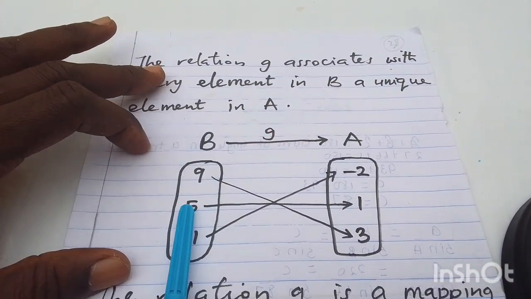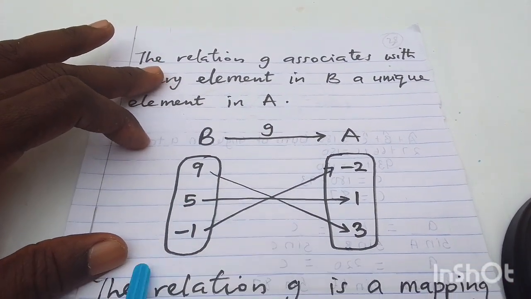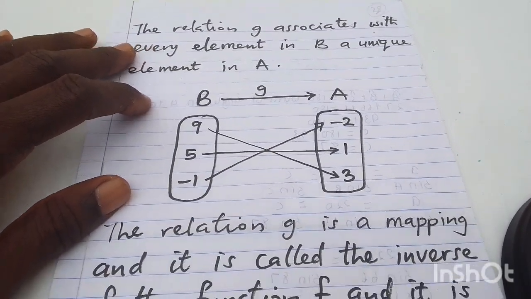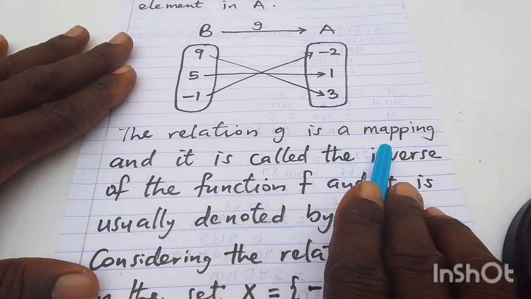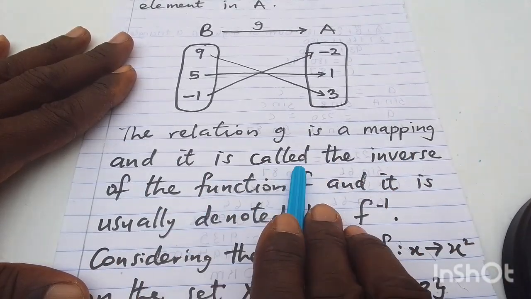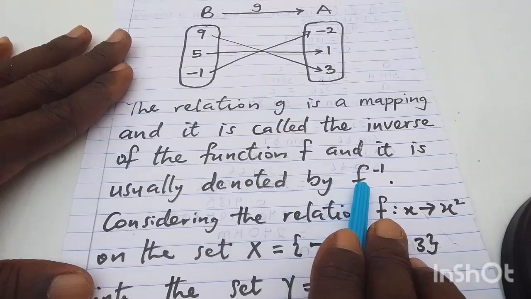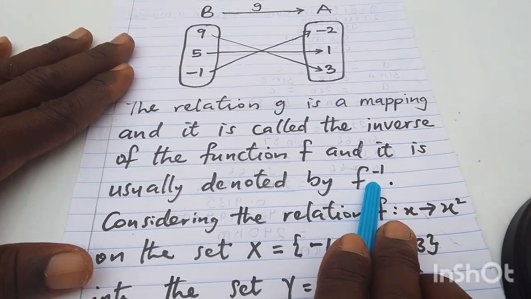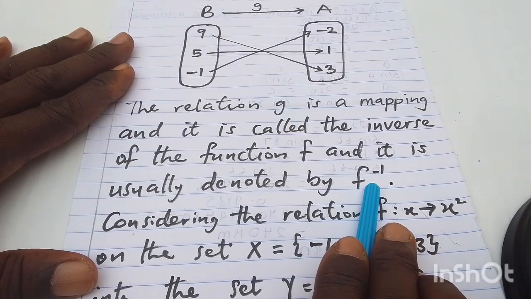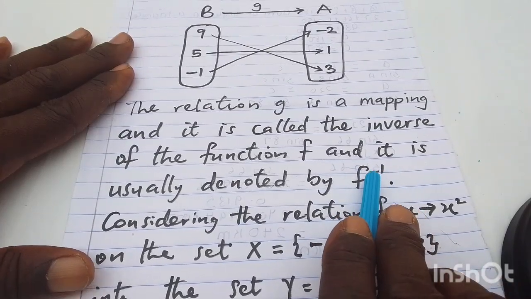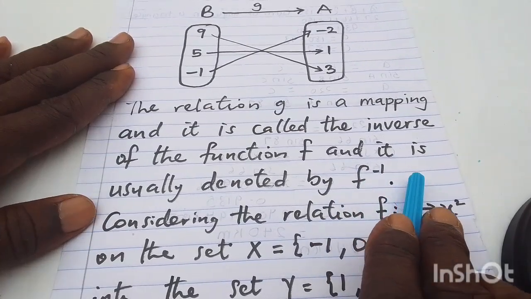So if this is A, this shows G happens to be the inverse of the operation of f. So the relation G is a mapping, and it is called the inverse of the function f, and it is usually denoted with f inverse. To denote it, we are going to use f inverse. So f inverse will be replacing G.